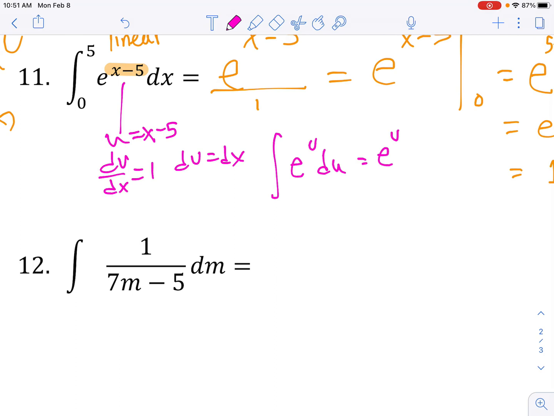Now we need your limit changes. So when x equals 5, watch what happens here. u equals 5 minus 5, which is 0. That's the top.